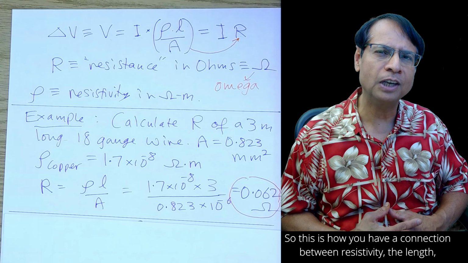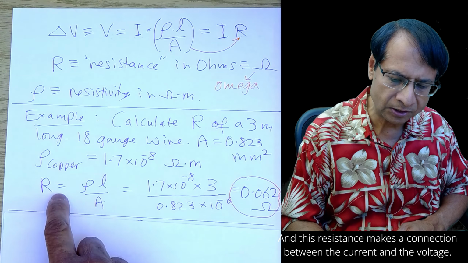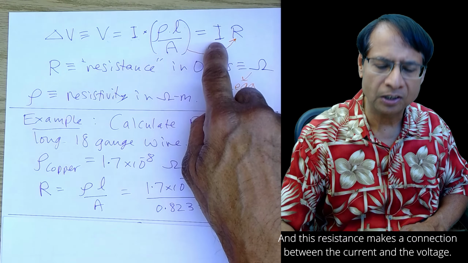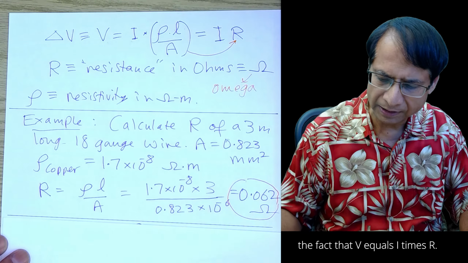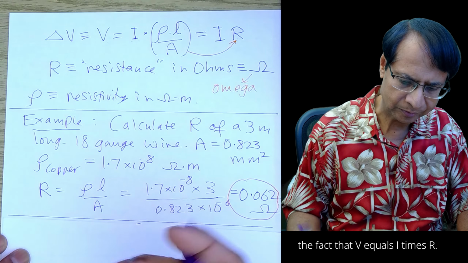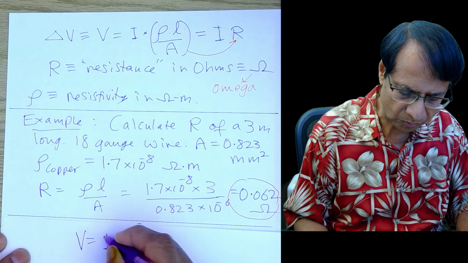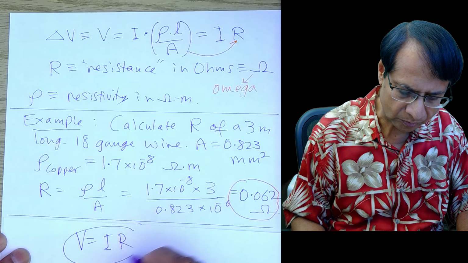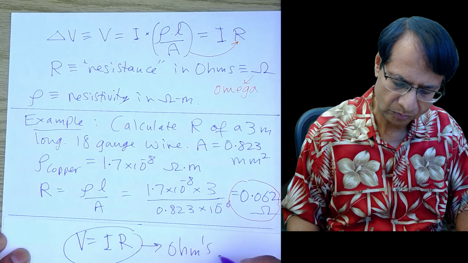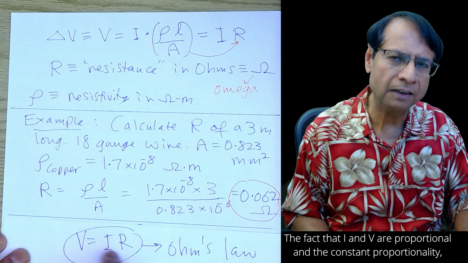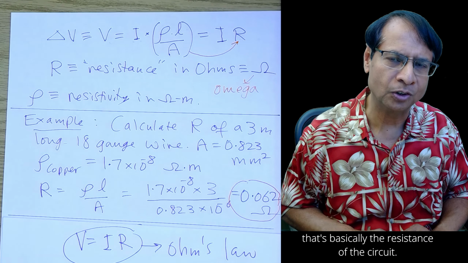So this is how you have a connection between resistivity, the length, the area, and the resistance. And this resistance makes a connection between the current and the voltage. That connection between the current and the voltage, the fact that V equals I times R, this is called Ohm's law. The fact that I and V are proportional, and the constant of proportionality is basically the resistance of the circuit.